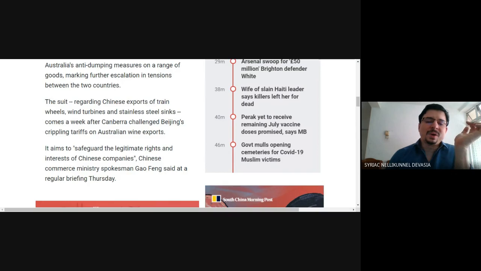Now, Australia challenged Beijing's crippling tariff on Australian wine export. There has been trade friction between Australia and China for many months. The first was Australian wine export. China challenged or stopped the wine export, saying they're dumping wine into China at a very low price. So in retaliation, Australia challenged China, saying they are dumping steel products into Australia. So it's a tit for tat situation.